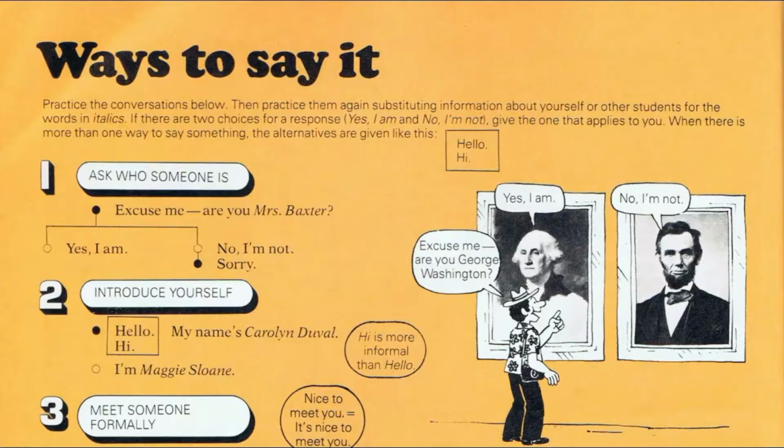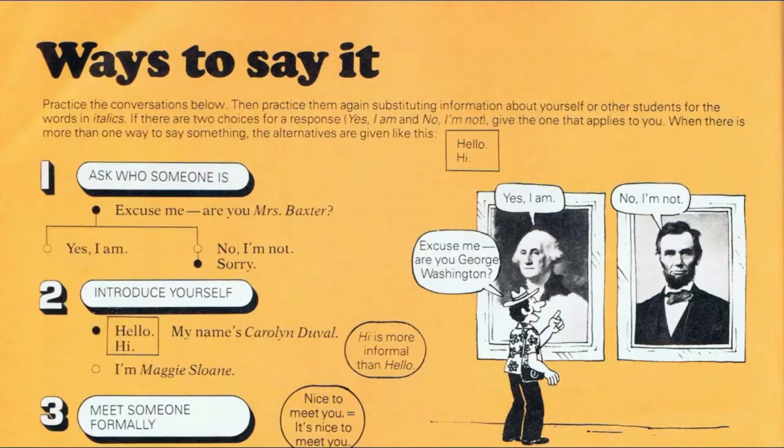So look at the pictures. There are 2 pictures. I'm sure you remember them. They are 2 famous politicians. The first one is George Washington. The second one is Abraham Lincoln. In the picture, someone says, excuse me, are you George Washington? The first one says, yes, I am. But the second one says, no, I'm not. So they are telling the truth. They are giving the answers based on the reality. Now I guess you understood what this page is all about.